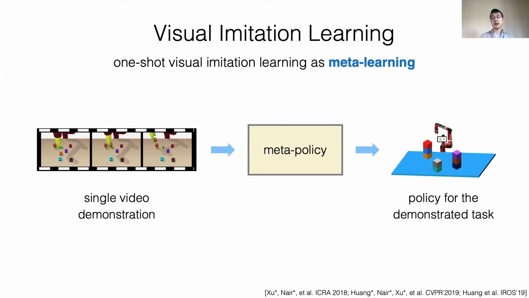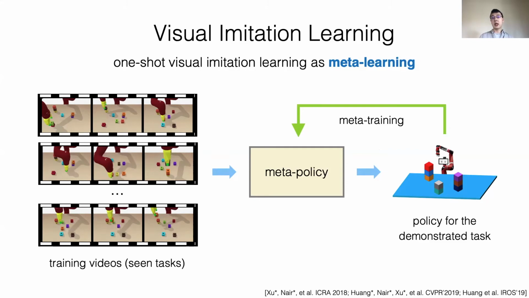So in the past few years, we have been studying this problem of one-shot imitation learning from video demonstrations. We cast this as a meta-learning problem. The idea is to learn a meta policy that can look at one single shot of video demonstration of a task and instantiate a policy to perform the demonstrated task on the robot.